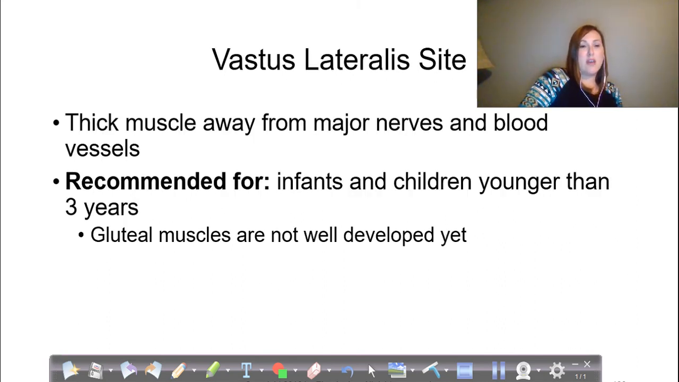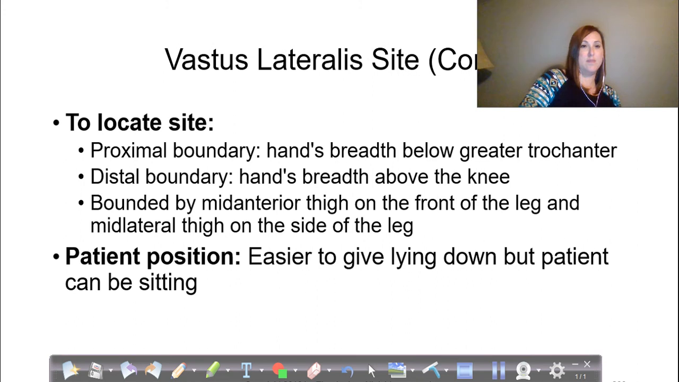The vastus lateralis is a thick muscle away from nerves and blood vessels. For infants and children younger than 3, this is a great location because their gluteal muscles are not well developed yet. To locate that site, your proximal boundary is a hand's breadth below the greater trochanter.